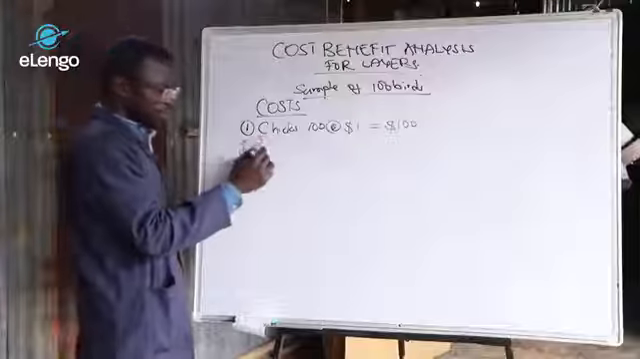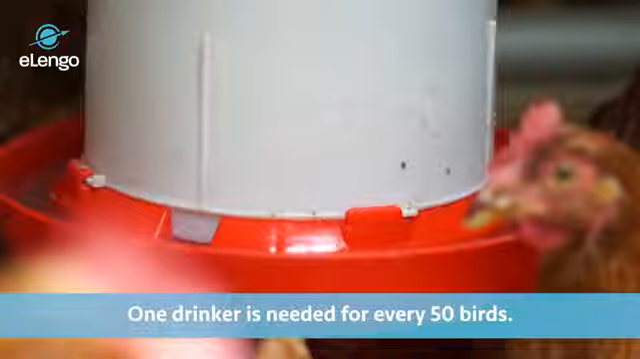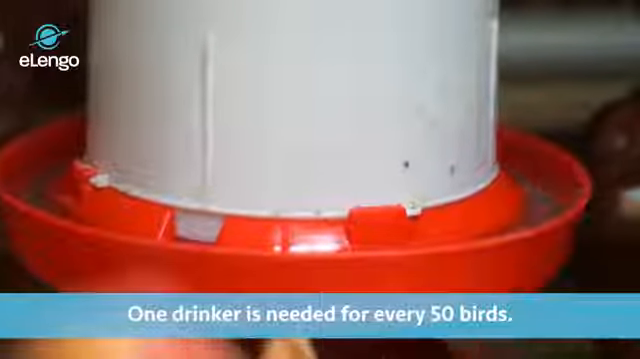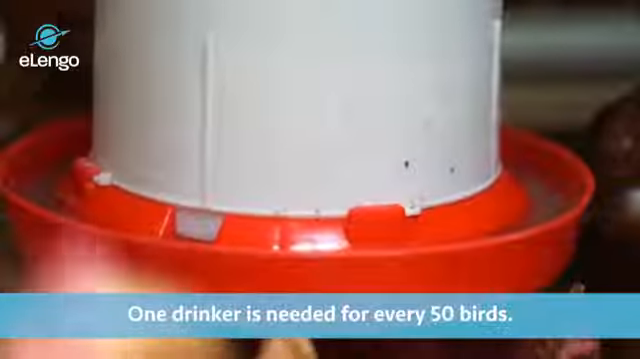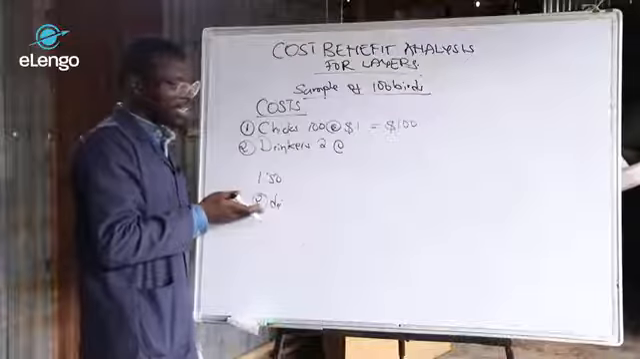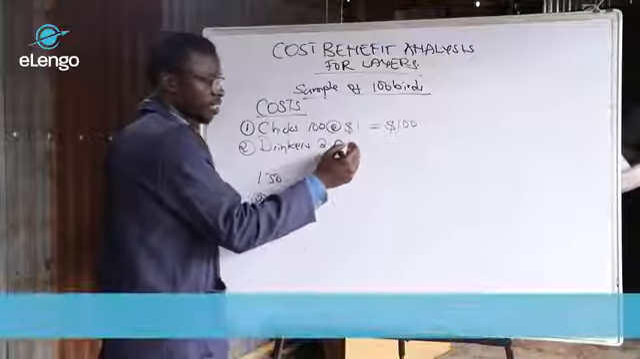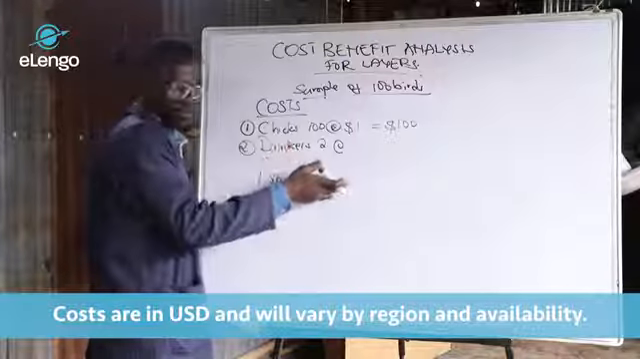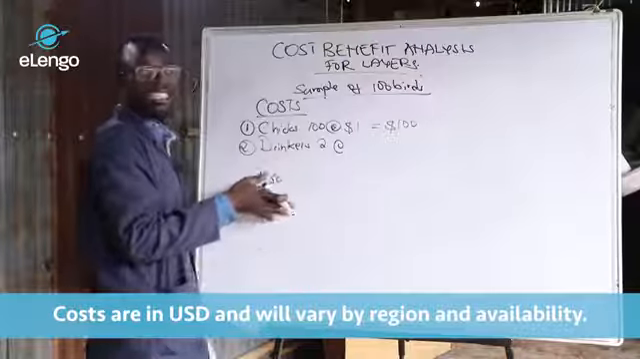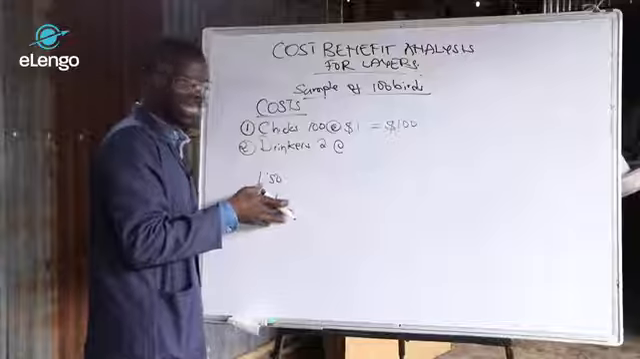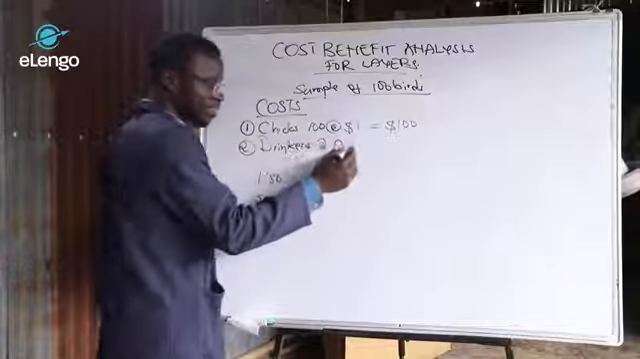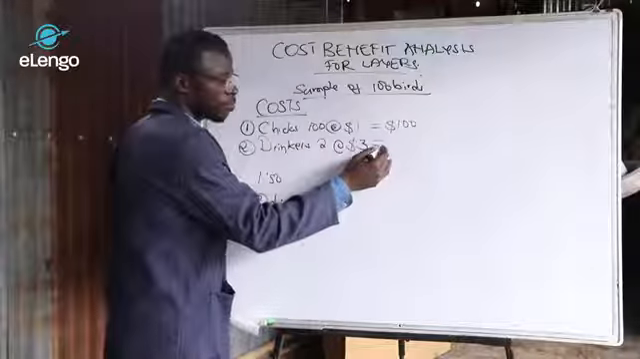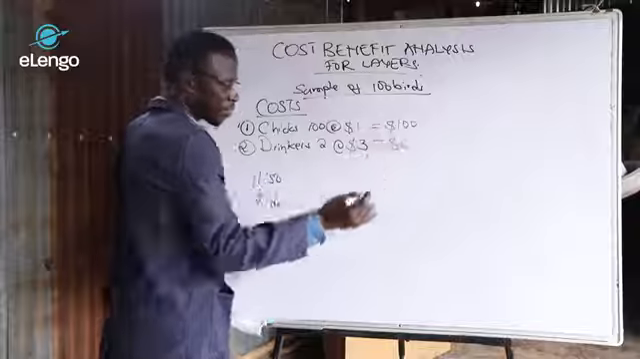You will need drinkers. On average, you will need one drinker to 50 birds. So because there are 100, you will need 2 drinkers. On average, one drinker will be $2. But since you want to use this drinker both for the chicks and for the mature chicken, you need to buy a drinker that is at least 7 liters, which will go for $3. So that will be $6.